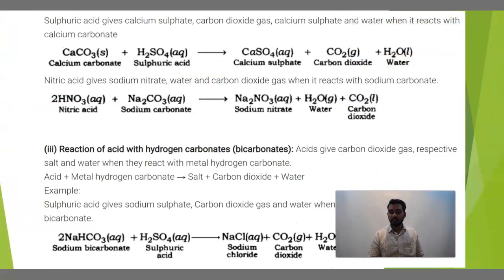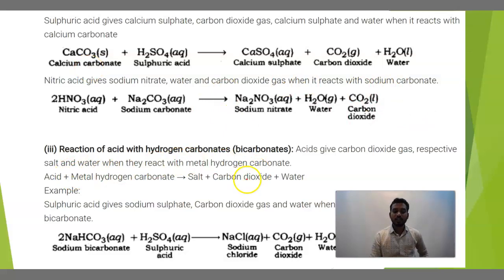Similarly, come to the next reaction. Sulfuric acid reacts with calcium carbonate. What does it give? Calcium sulfate, carbon dioxide and water. We are trying with different examples, but everything is a carbonate. Here nitric acid reacts with sodium carbonate. Here calcium carbonate. Same way here also.